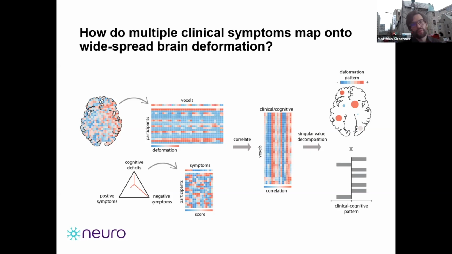In the first row, we see the brain deformation as a schematic of the voxel deformations, and in the lower row, you see the three different symptom dimensions we have investigated in our study: positive symptoms, negative symptoms, and cognitive deficits. These two sets of data are correlated with each other and subject to a singular value decomposition, and we extract latent clinical anatomical dimensions.